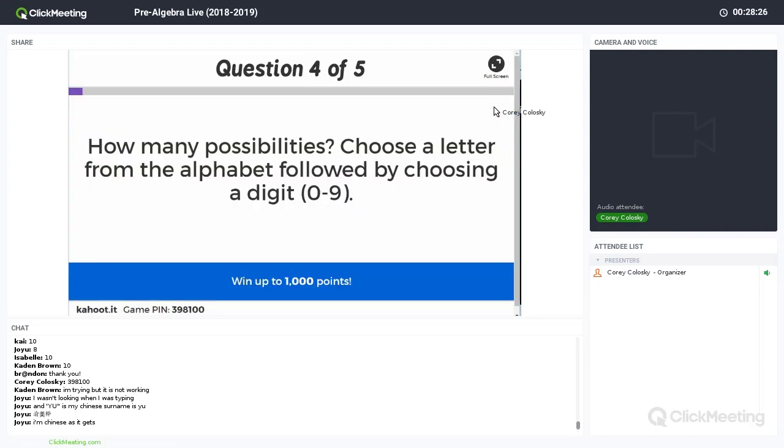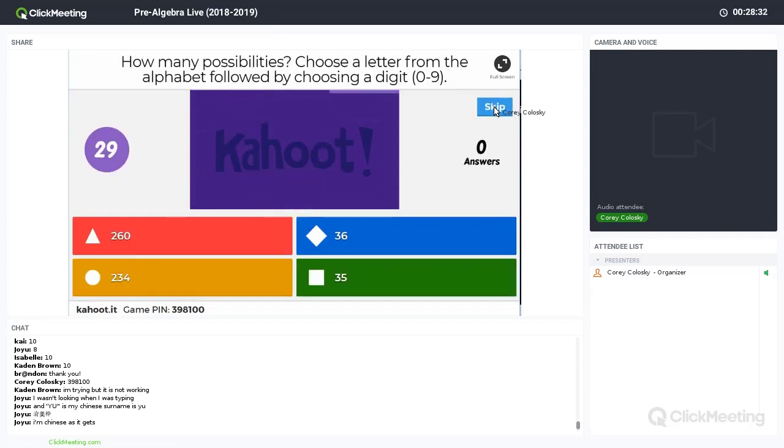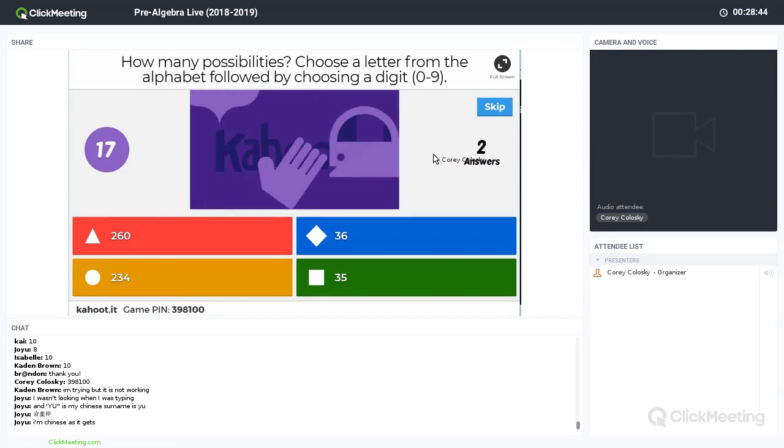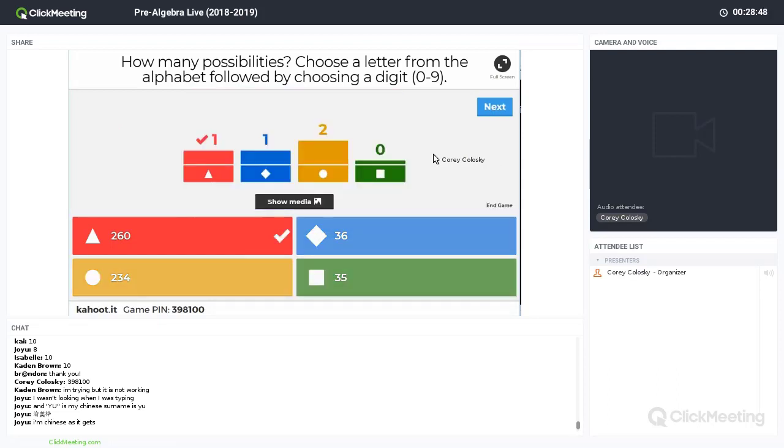Okay, next question. How many possibilities? Choose a letter from the alphabet, followed by choosing a digit 0 through 9. I'm expecting some people to get tripped up on this one. I'll see if you can get it. All right, I was afraid of this.